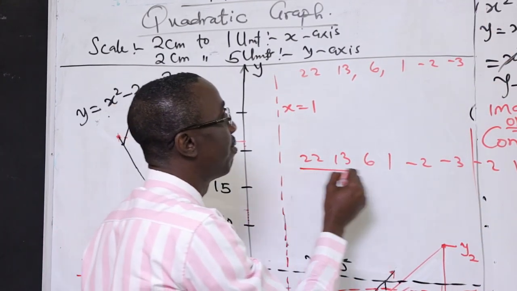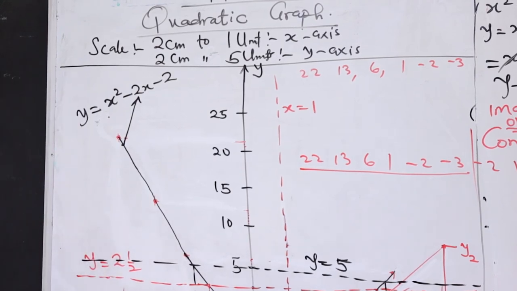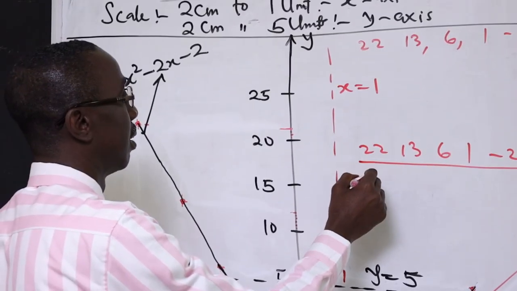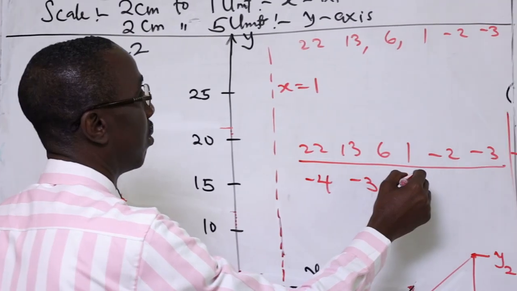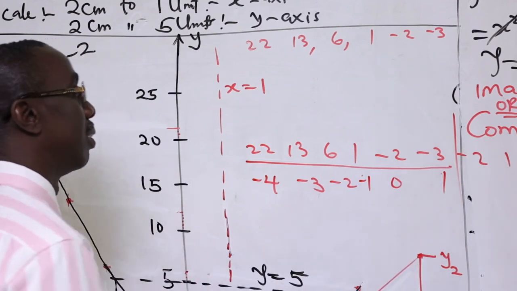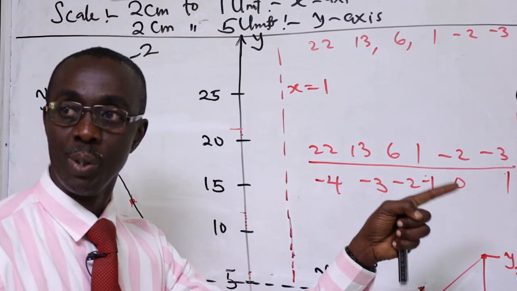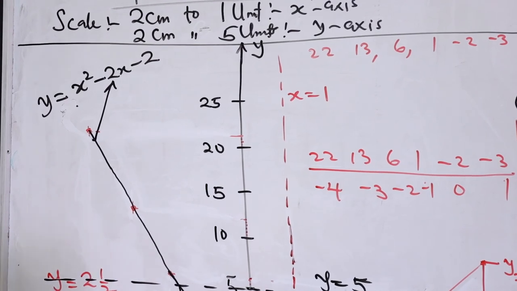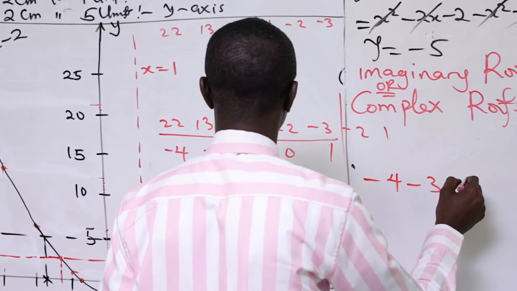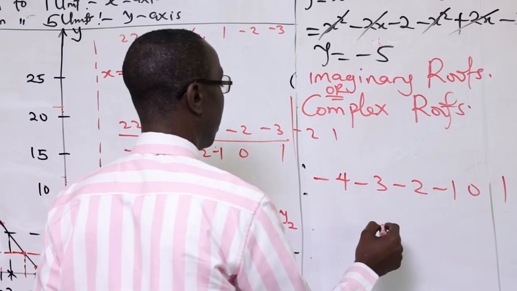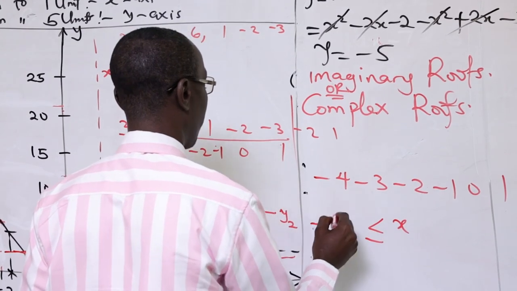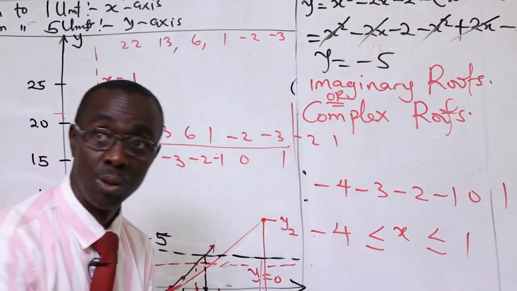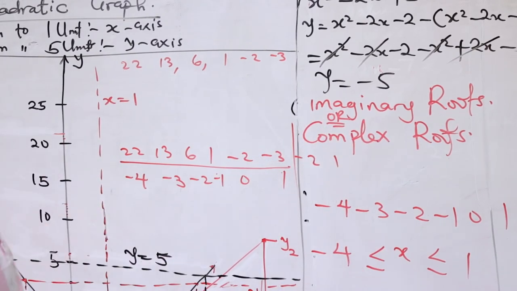But they say, what are the values of x for which y is decreasing? So what are the corresponding values of x here? Somebody is saying 2 again. No. Will 2 be there? Are they asking for a range of values or just values? You can write it as minus 4, minus 3, minus 2, minus 1, 0, 1, or you can say x is greater than or equal to minus 4, less than or equal to 1. Are we still together? Yes, sir. When you get this, it is a set of values. This is a range of values.